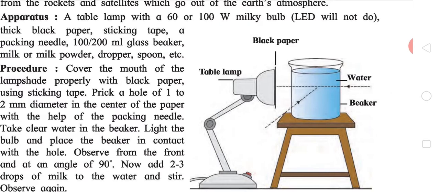Subheading: apparatus. A table lamp with a 60 or 100 watt milky bulb. (LED will not do.) Thick black paper, sticking tape, a packing needle, a 100 or 200 ml glass beaker, milk or milk powder, dropper, spoon, etc.